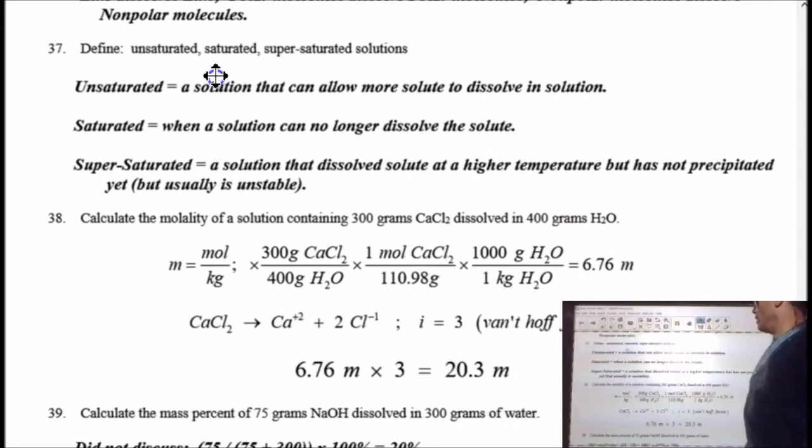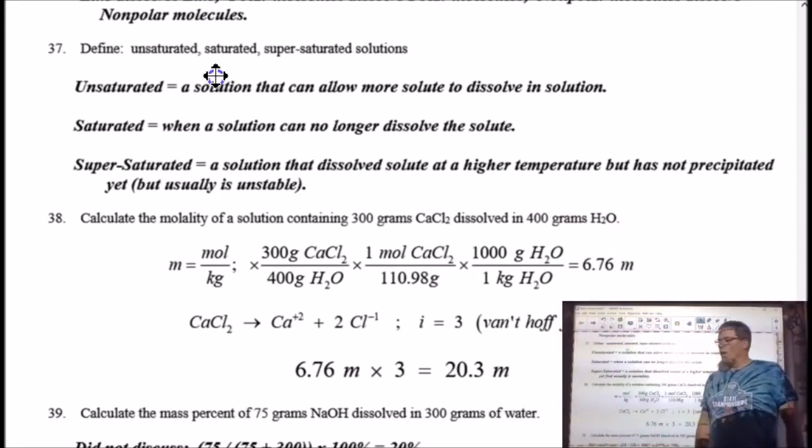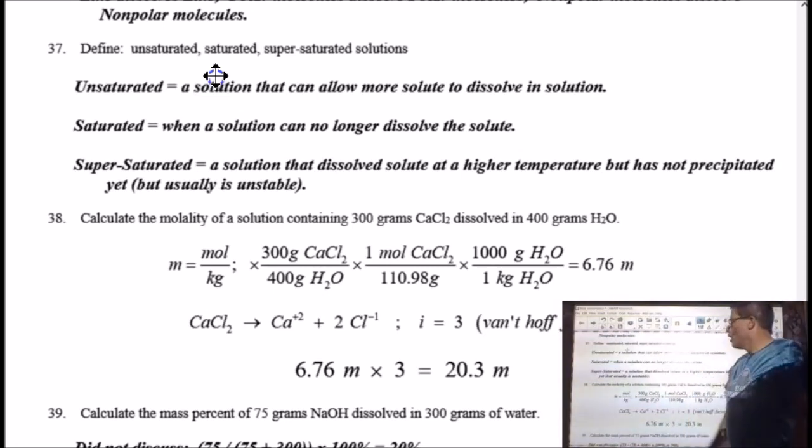Define saturated, unsaturated, supersaturated. Unsaturated means that if I drop crystals into a liquid, those crystals, before they hit the bottom, will dissolve or dissociate. They'll break apart. It'll look like it's going away. If it's saturated, I drop the crystals into the liquid, those crystals should hit the bottom of the container. In other words, you'll see that crystal just fall to the bottom through the liquid, because that liquid can no longer dissolve any more of the solid.